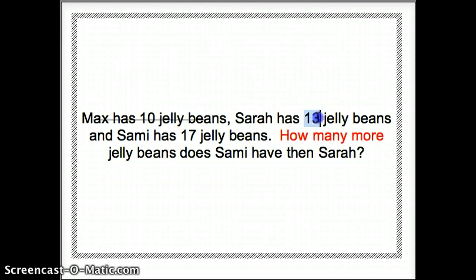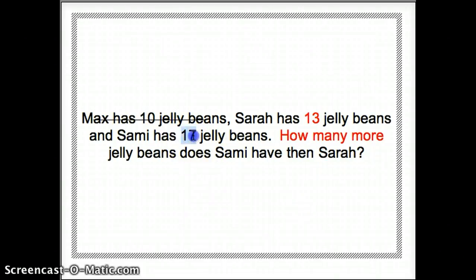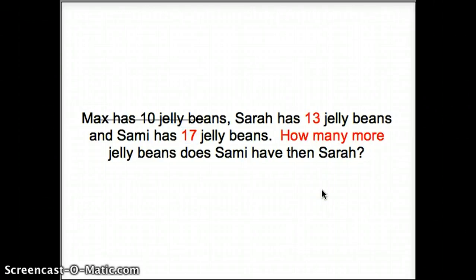I know Sarah has 13 jelly beans, so that's important information that I'm going to use, and Sammy has 17 jelly beans. So I know now for my plan to solve the problem, I'm going to be subtracting because it says how many more, and I'm going to be using the numbers 17 and 13 because the question just asks how many more jelly beans does Sammy have than Sarah.